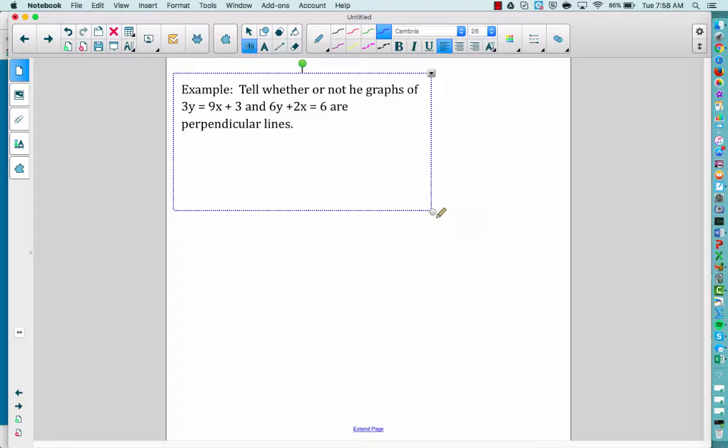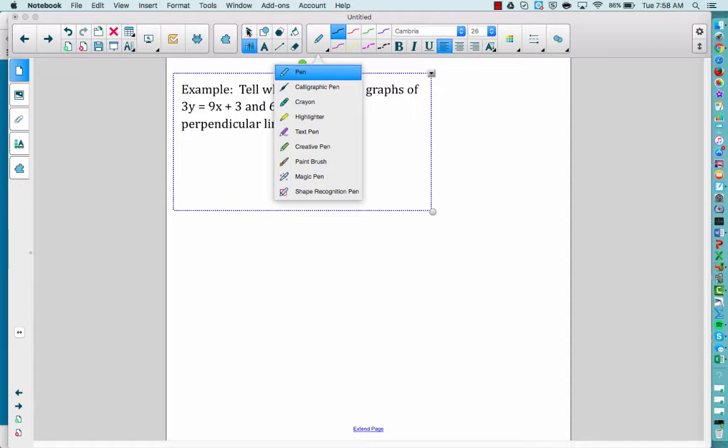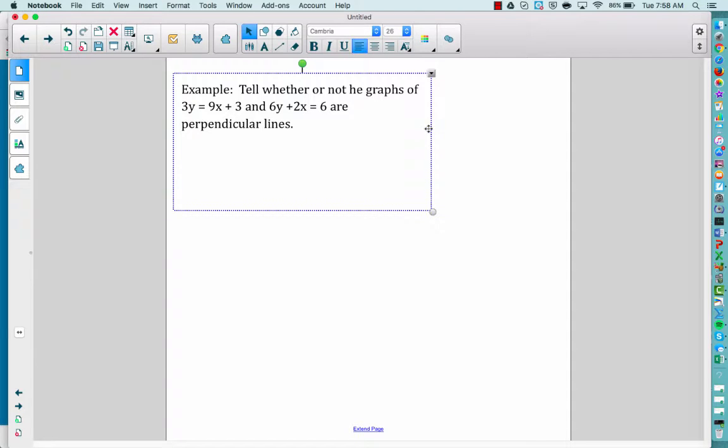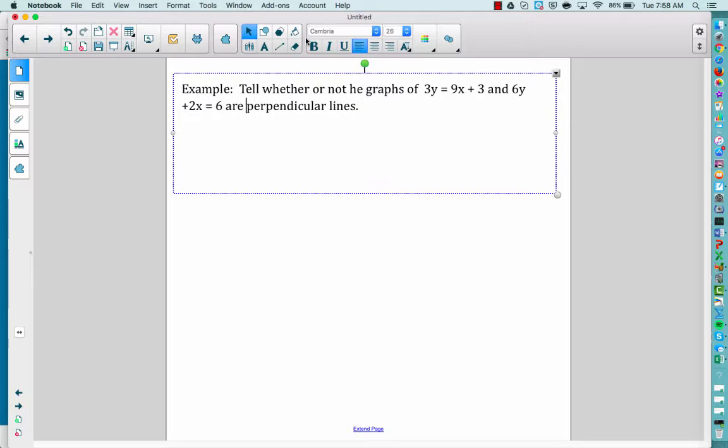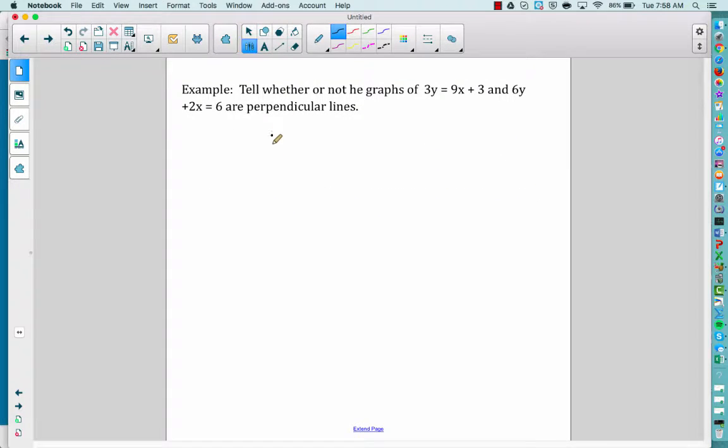All right, so how do we tell if lines are perpendicular just by looking at their equations? Well, we do the exact same thing that we did with parallel lines. We compare their slopes. Let's do that. All right, so in order to compare their slopes, we need to put them in y equals mx plus b.